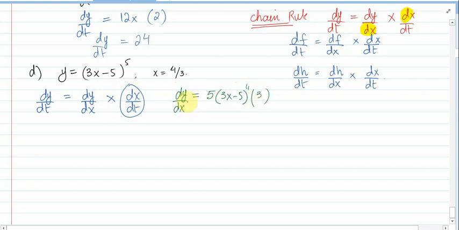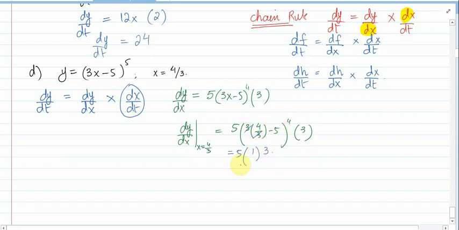Once you got the derivative, now you need to place the value of x. So dy by dx at x equals 4 divided by 3 is 5 times (3 times 4 upon 3 minus 5) to the power 4 and 3. You need to solve it. 3 and 3 cancel. 4 minus 5 is minus 1. Minus 1 to the power 4 is 1, and 3. Alright, so basically it is equal to 15.